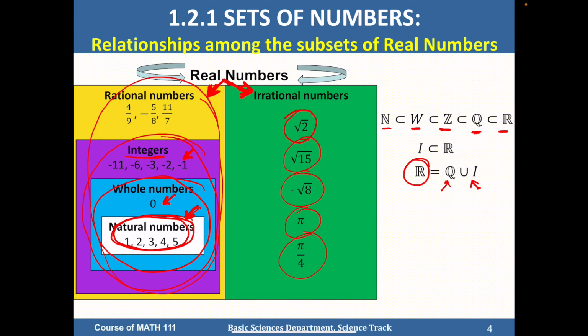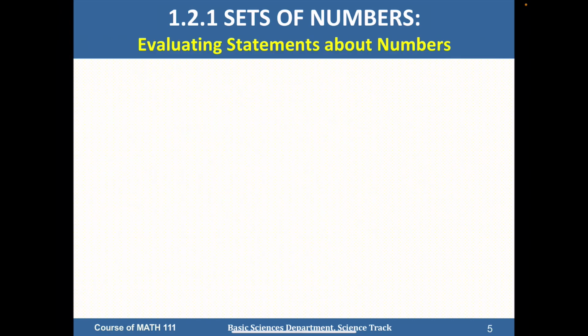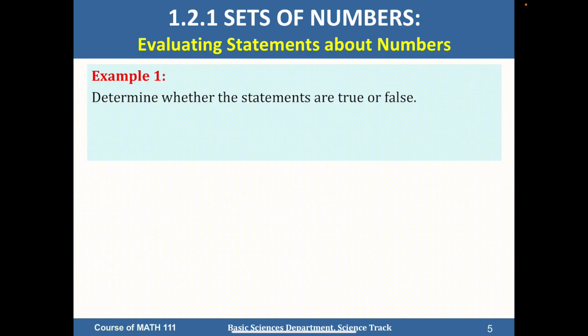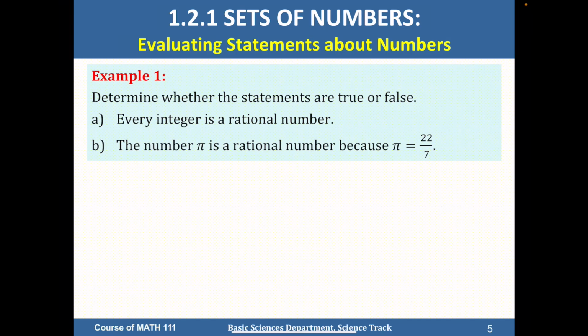And since the sets of rational and irrational numbers are totally different, the intersection between rational and irrational would be the empty set, because a number can't be rational and irrational at the same time. Okay, we have an example here. Determine whether the statements are true or false. Every integer is a rational number.